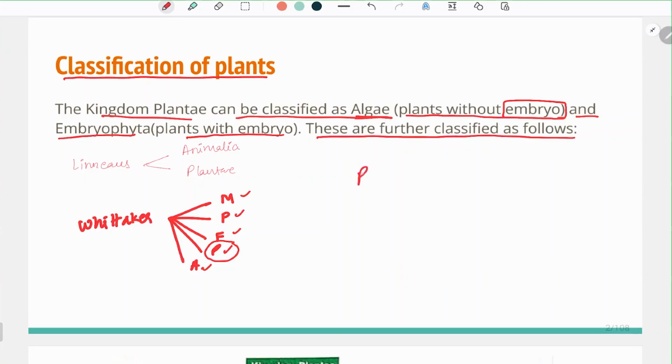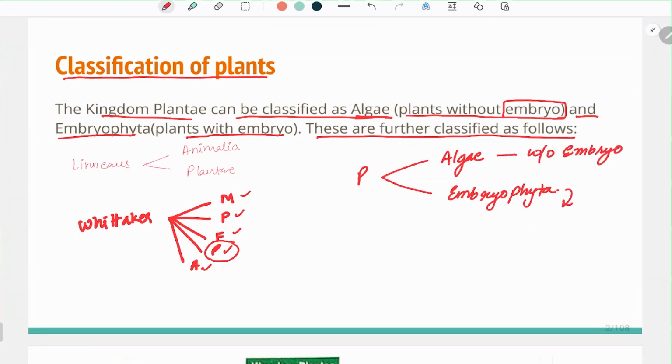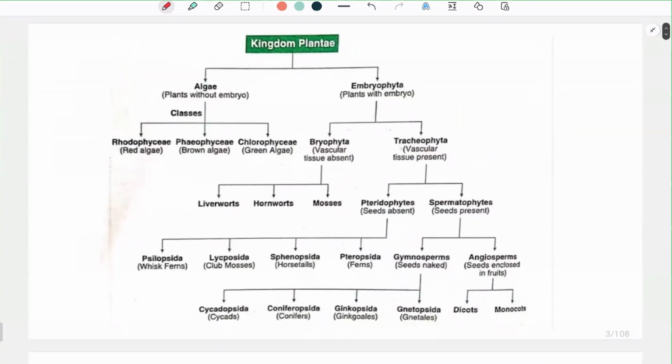So, kingdom Plantae is first classified into two. First is algae and the other is embryophyta. Algae is without embryo, whereas embryophyta is with embryo. That means there is embryo present in embryophyta, and this embryophyta is further classified into many other classifications. We'll see in this: the kingdom Plantae is classified into algae and embryophyta.